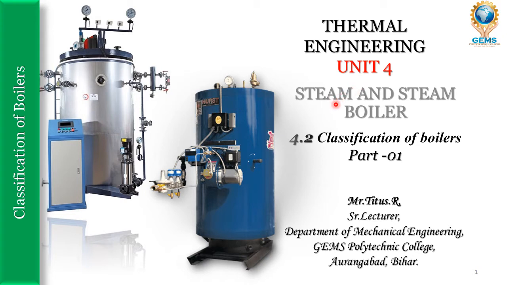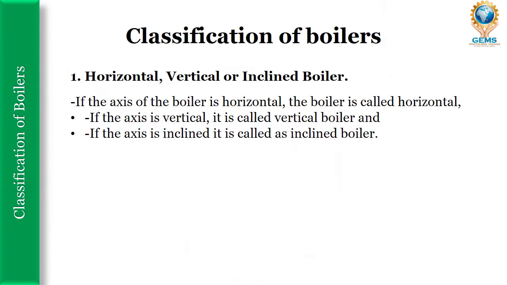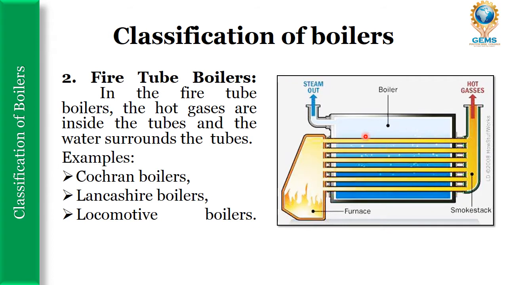In this session, we are going to see about the steam and steam boiler. In this session, we are going to see about the classification of boilers, part 1. Boilers are classified according to horizontal, vertical, or inclined boilers. So if the axis of the boiler is horizontal, the boiler is called horizontal, and if the axis is vertical, it is called vertical boiler, and if the axis is inclined, it is called inclined boiler.